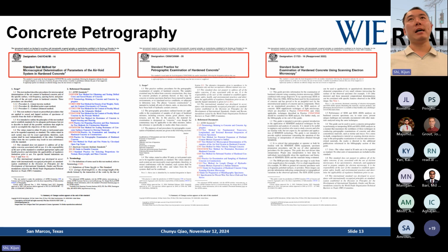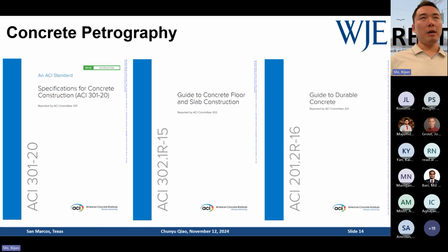And also, like I said, we can use SEM to look at concrete. There is an ASTM standard to examine concrete using scanning electron microscopy, which is listed on the right. That's ASTM C1723. In addition to those three, we have another ASTM standard specific to concrete aggregate examination, ASTM C295, a petrographic examination of concrete aggregates. So those are the major guidelines, or basis, for us to use in the lab.